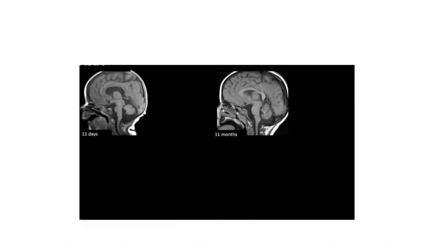So these are T1 sagittal images at very young age. One is 11 days of age and the other one is 11 months of age. You can see that this vermis is not tall enough. It does not reach the intercollicular line or the obex. But there is no separation of the folia. So this is your classic hypoplasia.